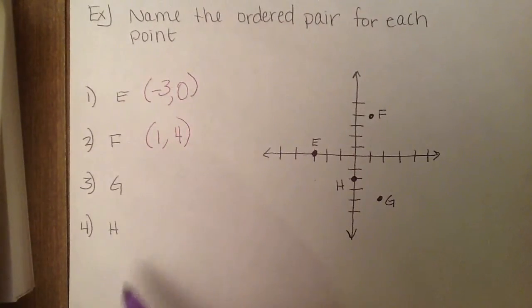Try G and H on your own. Label the point for G and H.